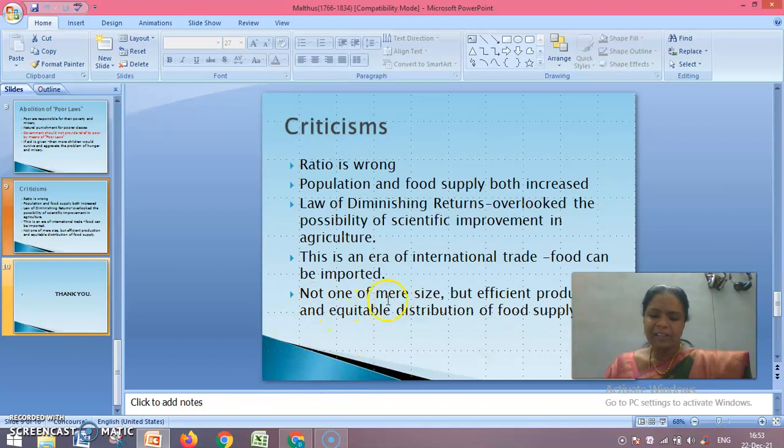And the critics are also of the view that it is not a matter of mere size, but efficient production and equitable distribution of food supply. So we are talking about food supply increasing in arithmetic ratio and so on. So we are talking about only increase. But critics are of the view that it is not merely the size of productivity or size of population, but we should be able to produce in an efficient way, and equal distribution of food supply must also be there among the people, so that problems like poverty, misery, hunger, diseases, war will not be emerging.